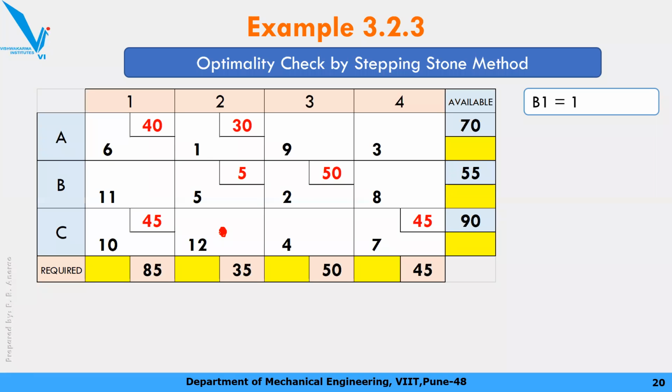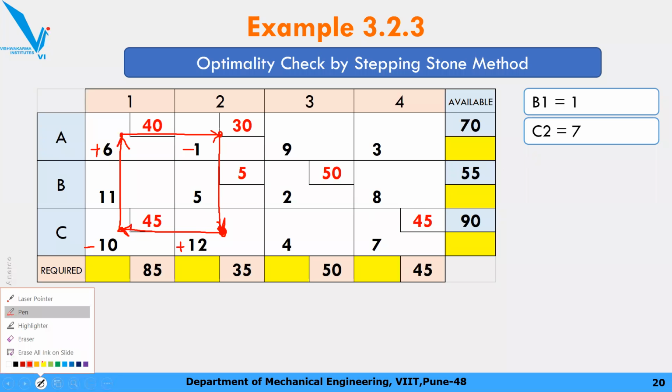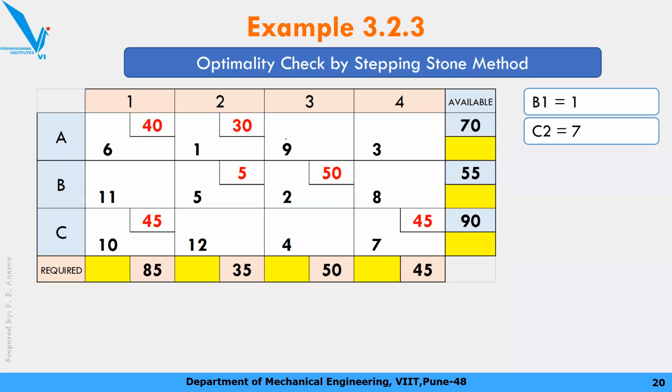Let's try this. From here to here we jump to 10, then 6, then back to 1 and to the unoccupied cell. So your jumping will be like this. Assign signs: positive 12, negative 10, positive 6, negative 1. 12 plus 6, 18, minus 11, positive 7. C2 improvement index is positive 7. Again no gain. Let's try it for A3.